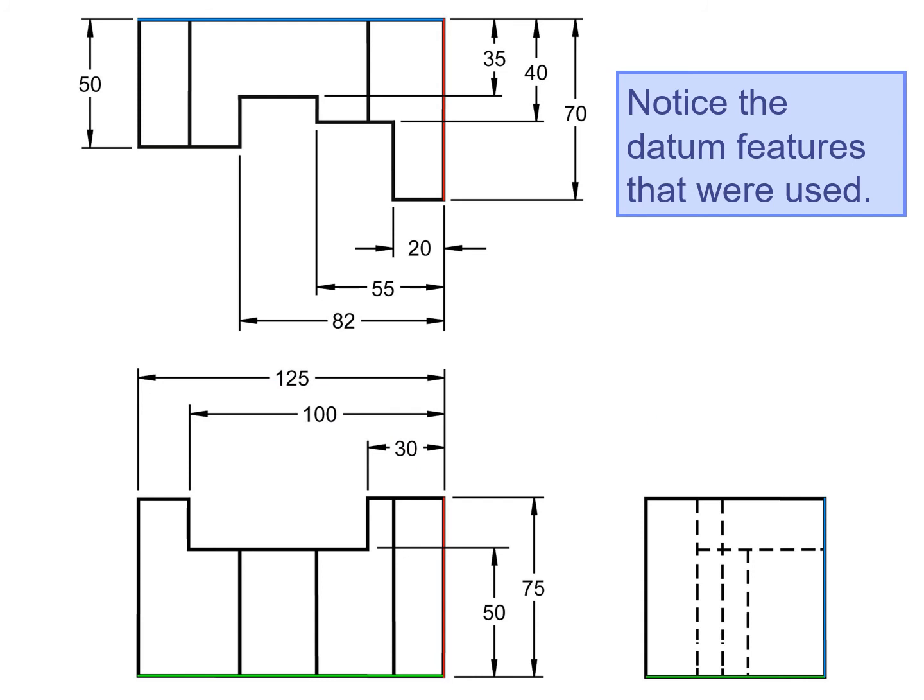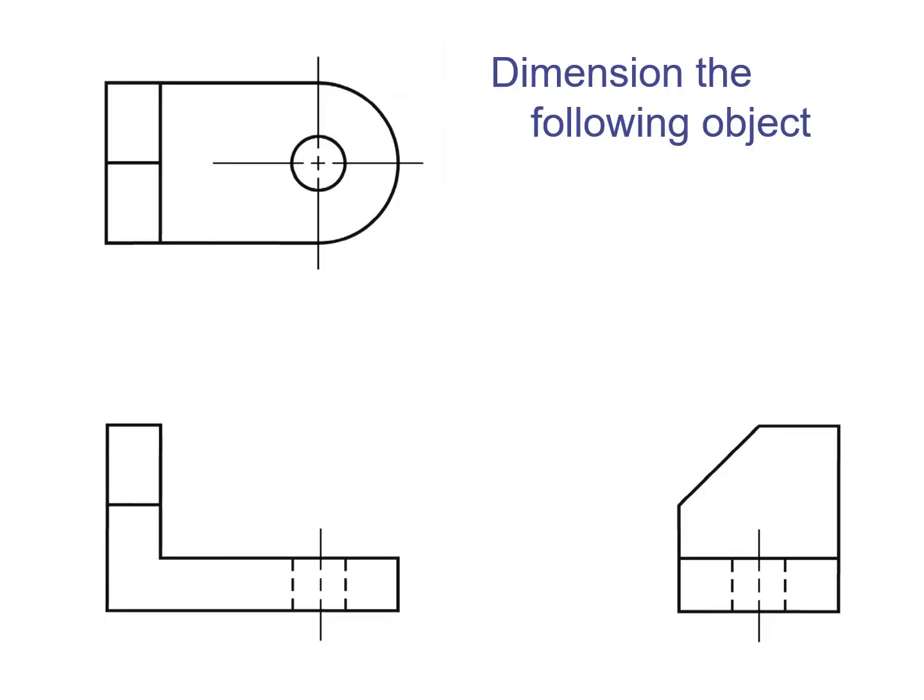So that's how we dimension. We identify our datums and dimension off of those datums. Okay, so let's identify our datums on this detailed part. So we have our front view, top view, and side view. Okay, so for the front view, we can use the base as a datum, and we can use this back surface as a datum. And finally, we can use this surface here as our third datum. So primary datum, secondary datum, and tertiary datum.